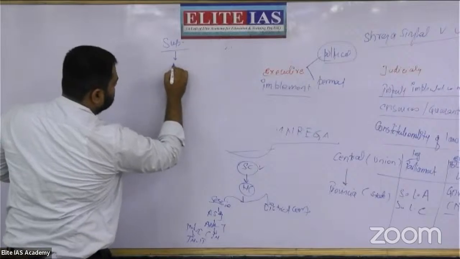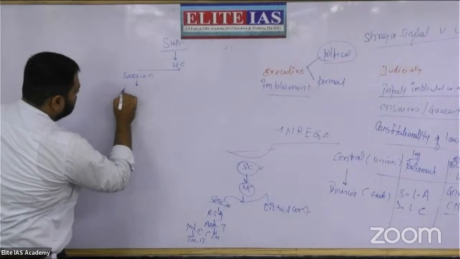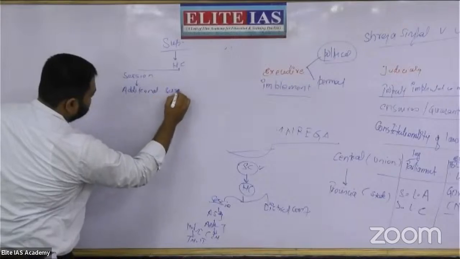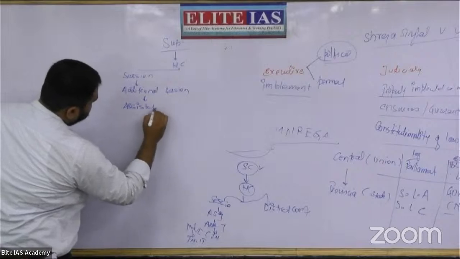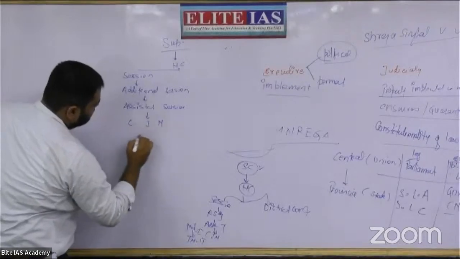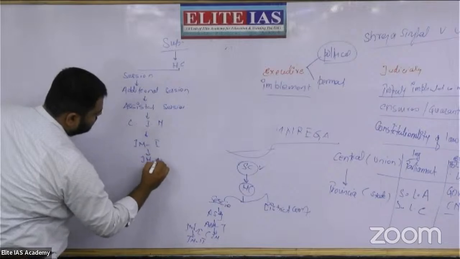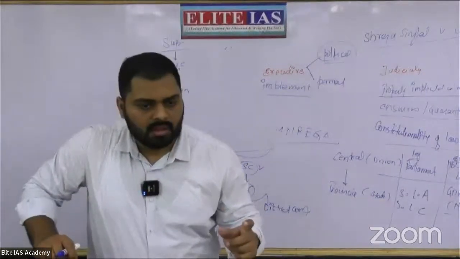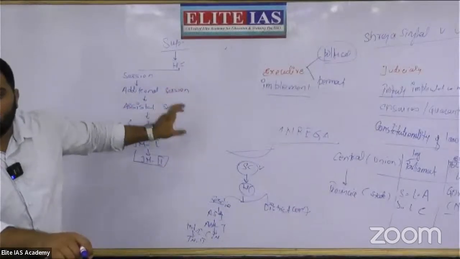Supreme Court, High Court. Then you have Session Court, Additional Session Court, Assistant Session Court, Chief Judicial Magistrate, Judicial Magistrate Class 1, Judicial Magistrate Class 2. So Judicial Magistrate Class 2 is the least grade judicial officer in India. सबसे कम पावर इसके पास है. This hierarchy has been set up according to the power.